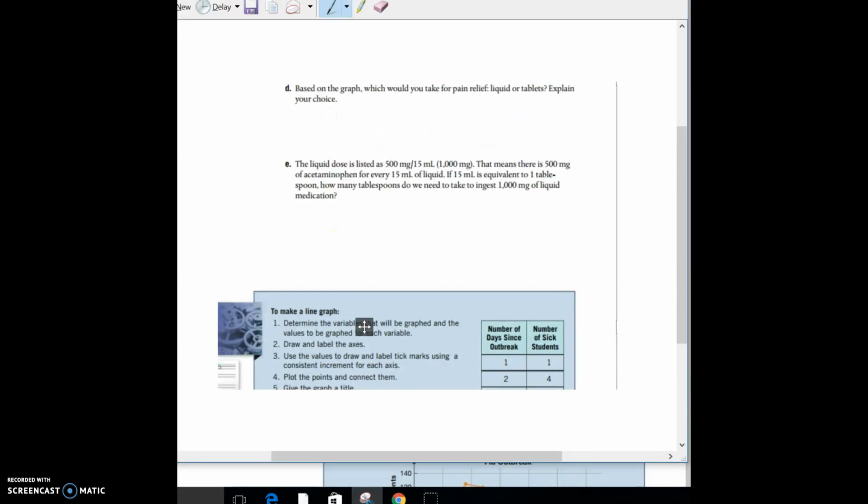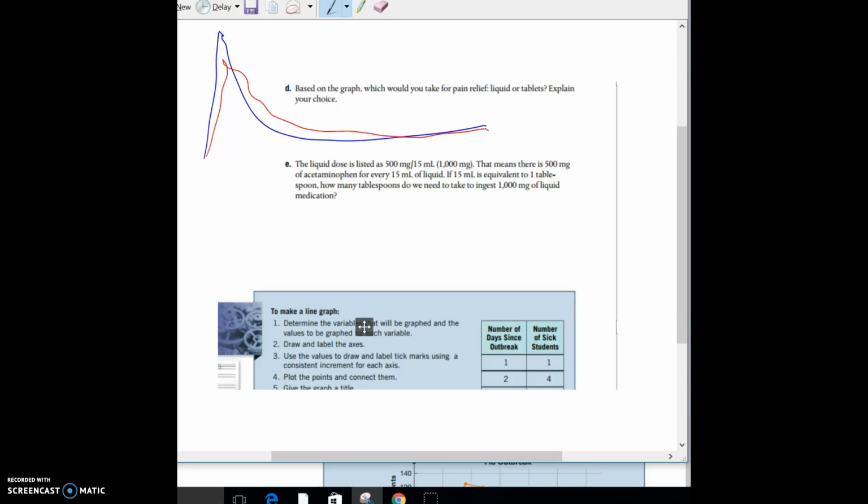So pause and... Okay, so question D on the next page. Based on the graph, which would you take for pain relief, liquid or tablets? Explain your answer. So if you look at the blue one, let me try to see if I can get blue. So the blue one peaks really high and then kind of slowly wanes off. And the orange one, I'm going to kind of use red here, doesn't quite peak as high, still peaks. Okay, and I'm obviously not a very good drawer.